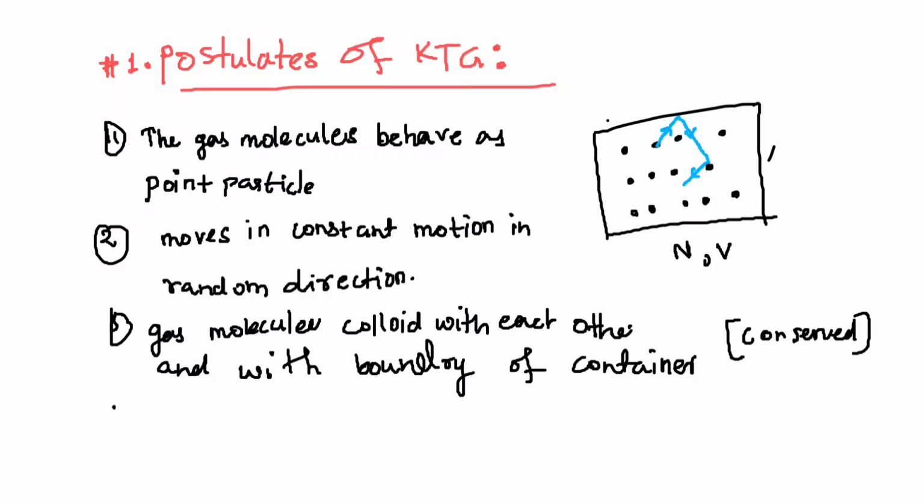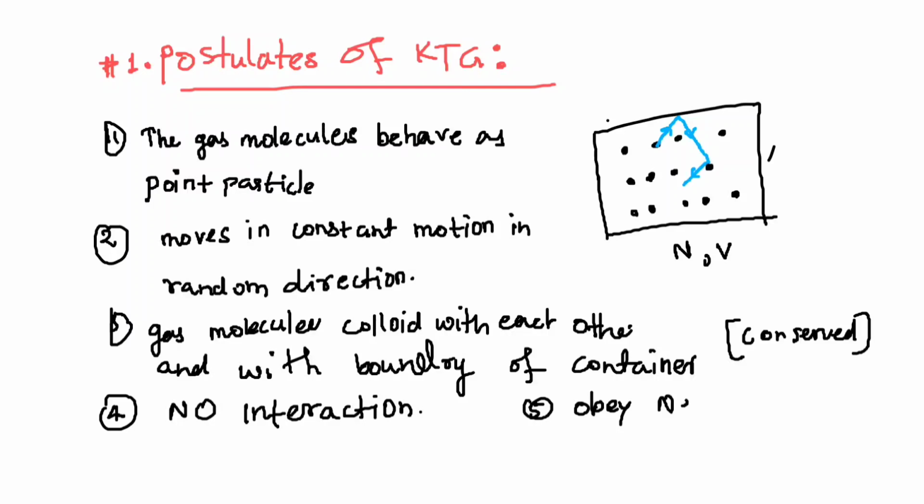The fourth point is that there is no attraction or interaction between the gas molecules. That means they are very far apart from each other, that's why there is no interaction. And the fifth point is that these gas molecules obey Newton's laws of motion. So these are the 5 points that mainly give the postulates of kinetic theory.